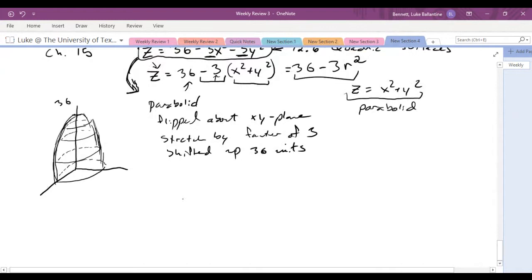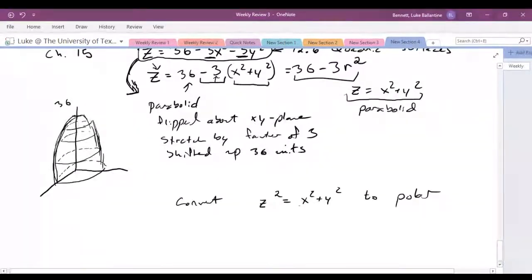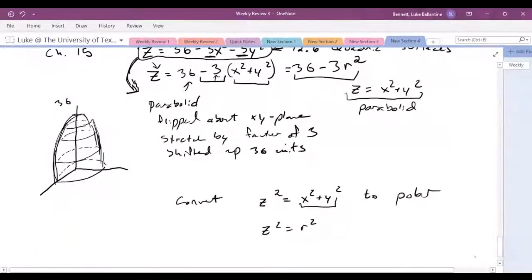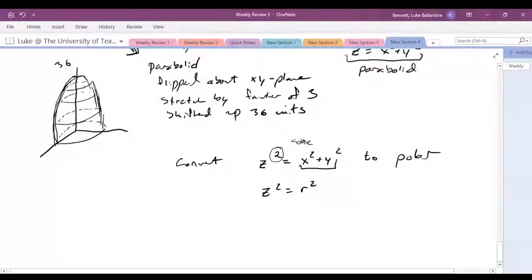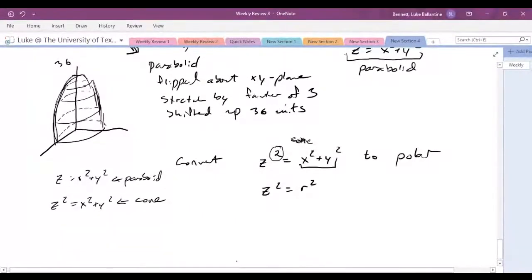So what if we have to convert z squared equals x squared plus y squared to polar? Well, it's the same business. z equals z, so we have z squared equals r squared. Now this shape, this quadric surface, since it's a z squared now, it's a cone. Unlike a z equals x squared plus y squared paraboloid, a z squared equals x squared plus y squared is a cone now. All right.